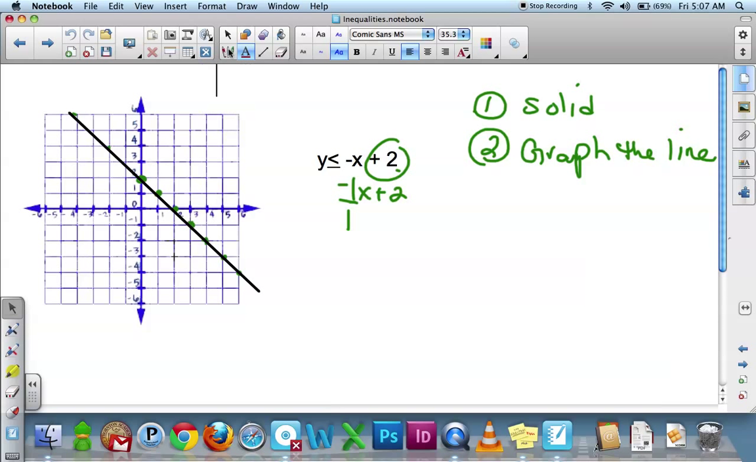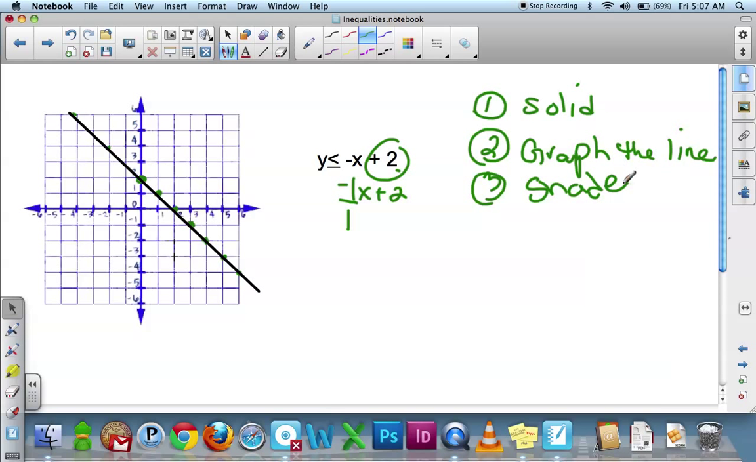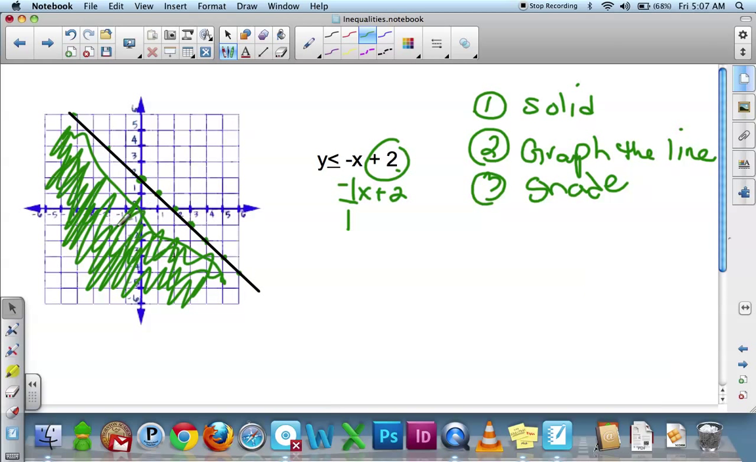Our next goal is to, yes, shade. So we need to pick either to shade above or below. So in this case, we're shading below because it's less than or equal to, okay? So this means that this side here gets our shading. And you really need to make sure that you're shading the proper side. Alright, this concludes our graphing linear inequalities.